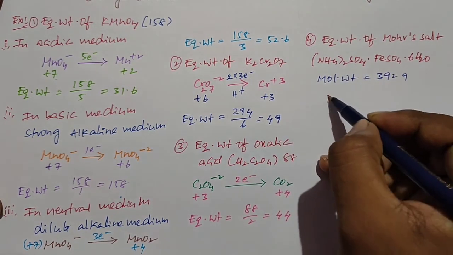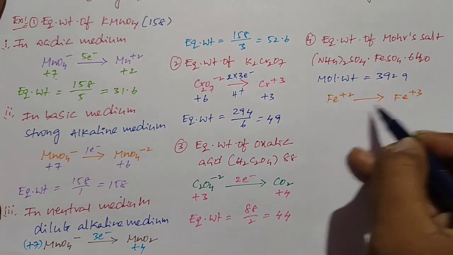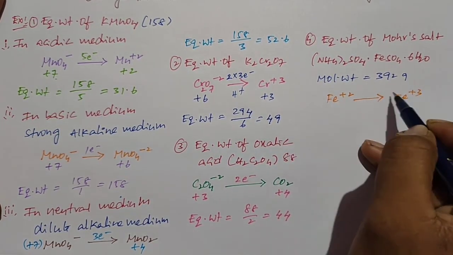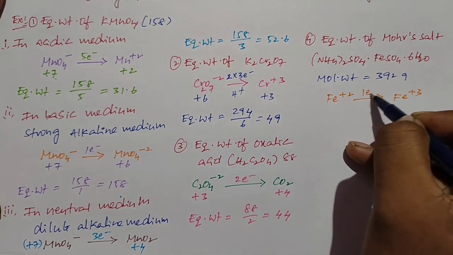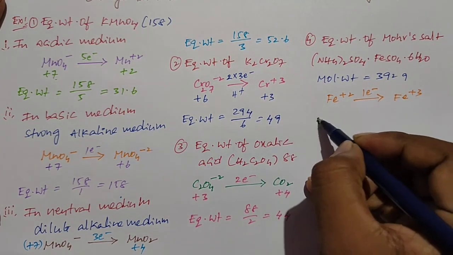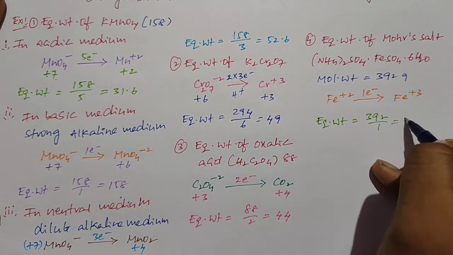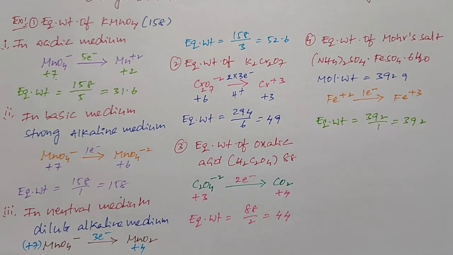In Mohr's salt, the Fe 2 plus ion is converted into the Fe 3 plus ion. So here the oxidation state increases by one, so 1 electron is lost in this reaction. So the equivalent weight is equal to molecular weight 392 by 1, we get 392. So like this we can find the equivalent weight of an oxidizing agent or reducing agent based on the medium of the reaction. So this is completely about the equivalent weight of various substances.